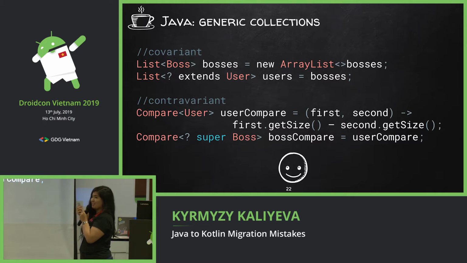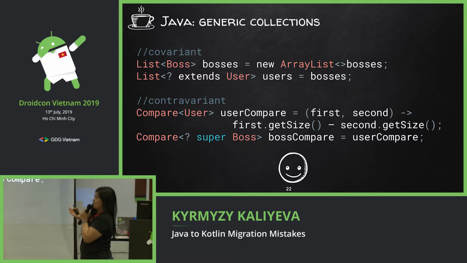Do you have any questions here in the code? So we have a list of child classes, and we are assigning it here. You can see that it can be covariant, and in the contravariant case we can check the size of the first and second parameters and assign them to the parent class.